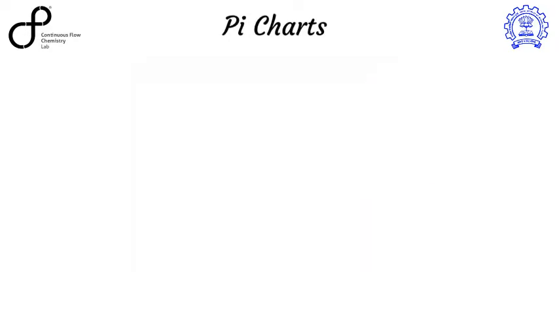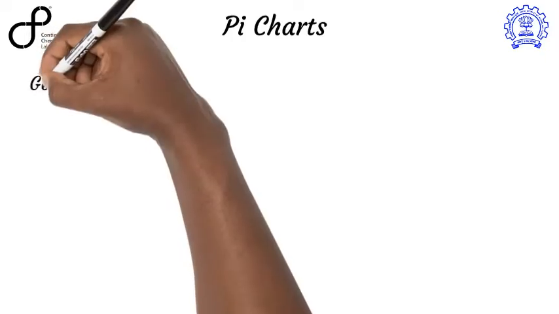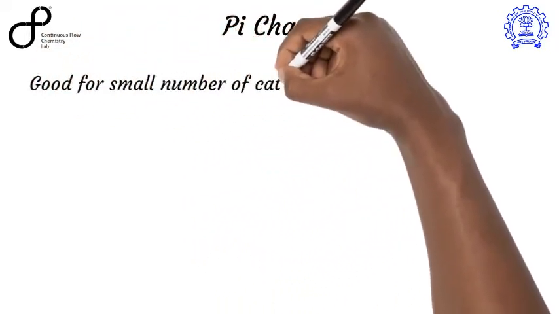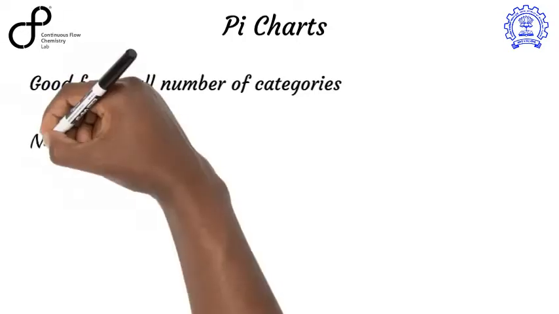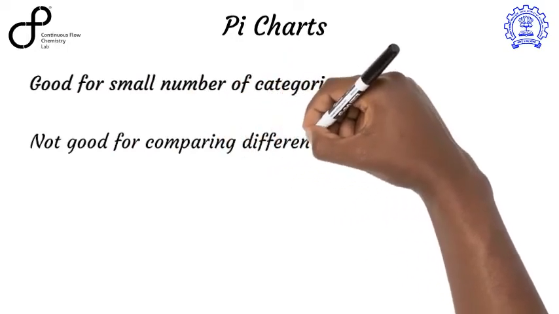Pie charts are effective for displaying the relative frequencies of a small number of categories. They are not recommended, however, when you have a large number of categories. Pie charts can also be confusing when they are used to compare the outcomes of two different surveys or experiments.